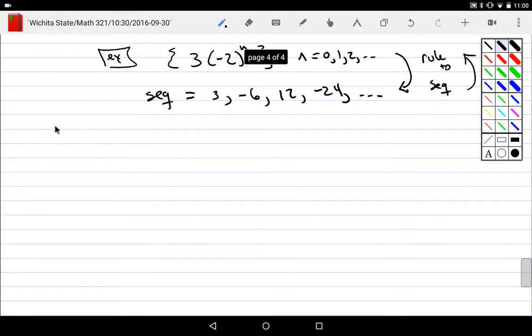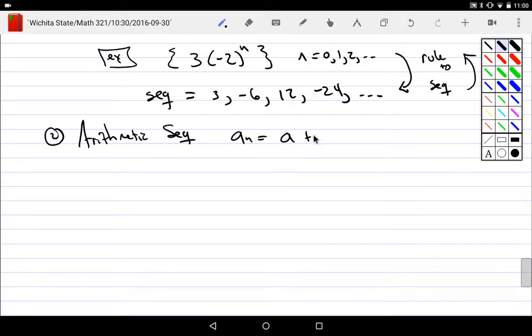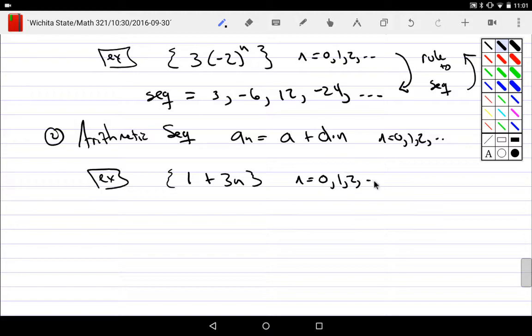Another one that we should know: arithmetic. In an arithmetic sequence, a sub n is equal to some a plus d times n, where n is equal to 0, 1, 2, and so on. What happens here? Let's do a specific example. What if I had 1 plus 3n, where n is equal to 0, 1, 2, dot, dot, dot?